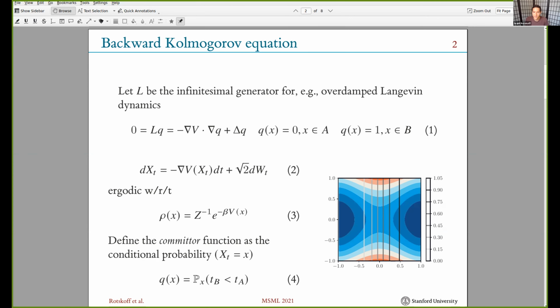reacts. It's a measure of the time at which it transits to the domain B. So basically in equation 4, you see the definition of the committor, which is just saying that I want to know the conditional probability that if I start at x, I hit B before returning to A.